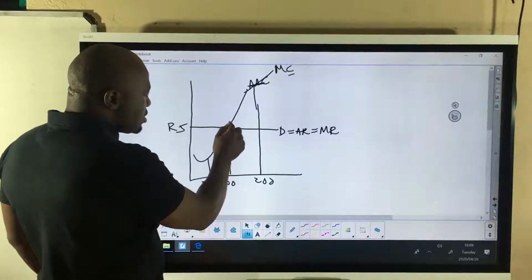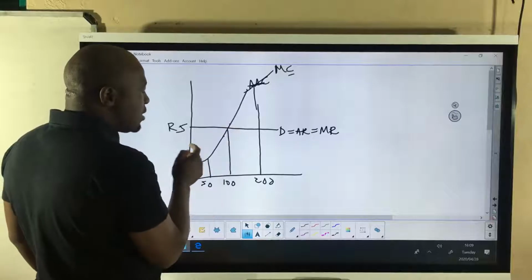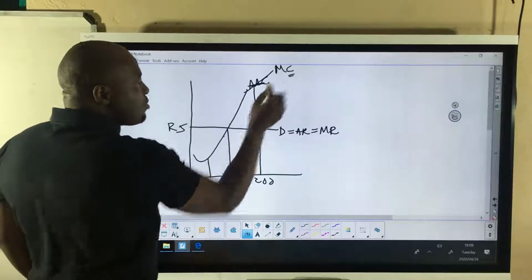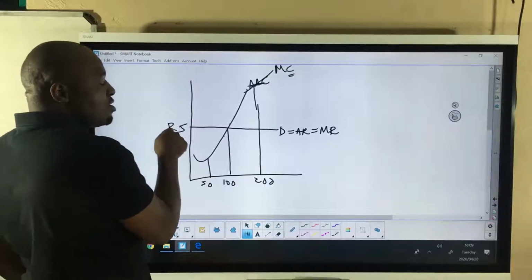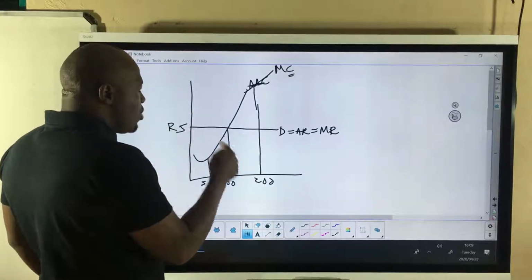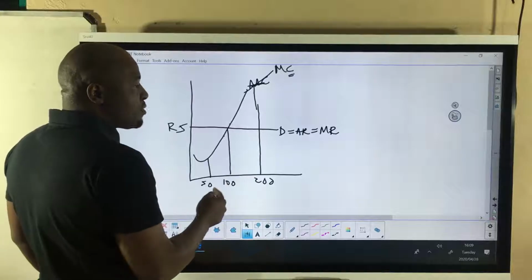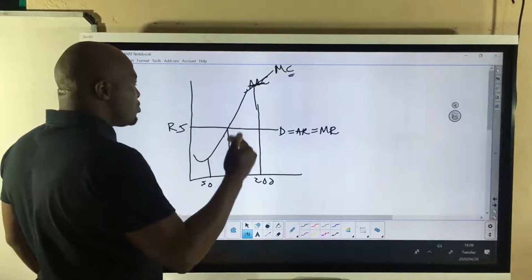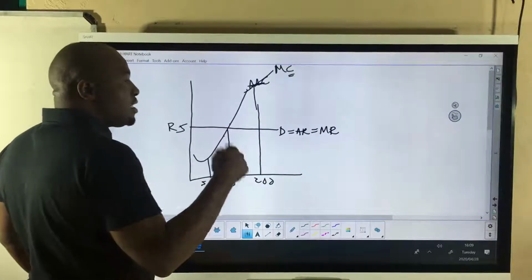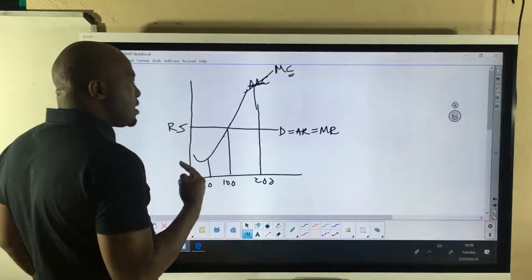If the firm produces 101, now the cost for producing that additional unit is more than the price at which the firm is selling the product. So unit 101 costs 6 rand to produce and sell for 5 rand. So it doesn't make sense.